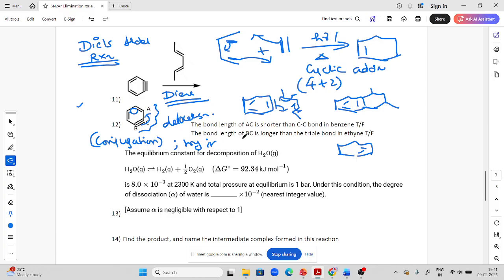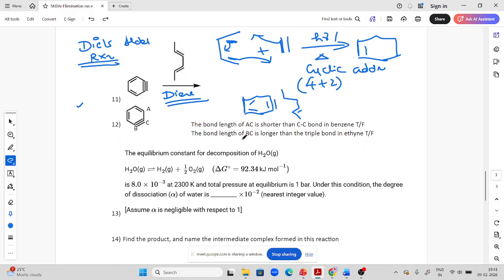Then the next one. The bond length of the C-C bond in benzene is longer than the triple bond in ethyne. True or false? Obviously, it has to be true, ma'am. It's true, ma'am. Again it is involving resonance. In ethyne, there is no resonance. So again, it's true only. Let's go for the next question.